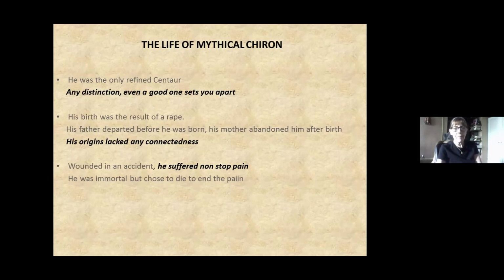So Chiron's birth was the result of a rape. His father disappeared before he was born. His mother left him after he was born. So he lacked any kind of connectedness. The other important attribute of Chiron is that he was wounded in an accident, and as a result, he suffered pain nonstop. And he was immortal, but he chose to die to escape the pain.